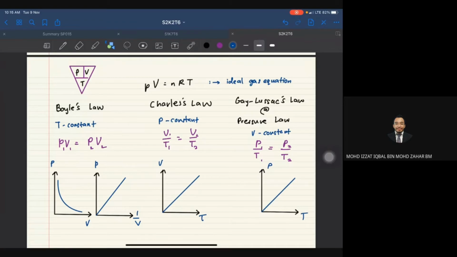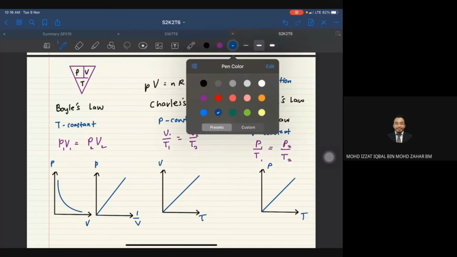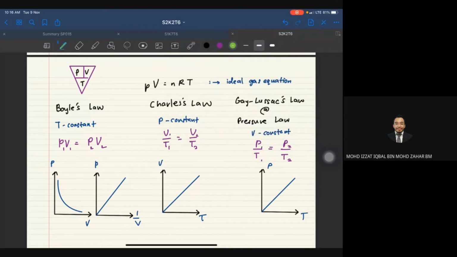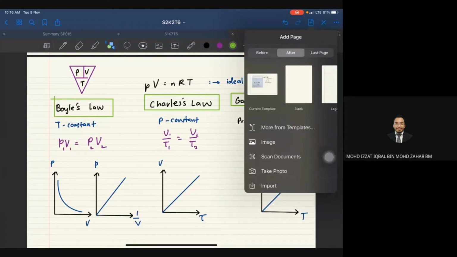So to solve this one, most likely you just have to use these three relations. Sometimes you might have to use the ideal gas equation. Biasanya soalan dia tak susah, just that sometimes they try to give you more than one case. Contohnya dia gabungkan Boyle dengan Charles, and then students get a little bit confused. But if you do it step by step, then it should be okay.